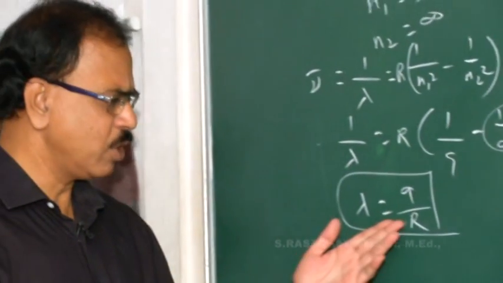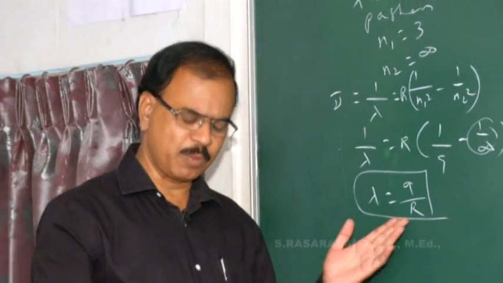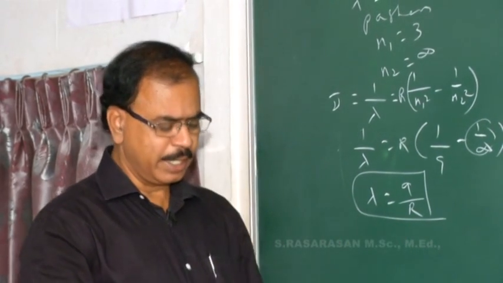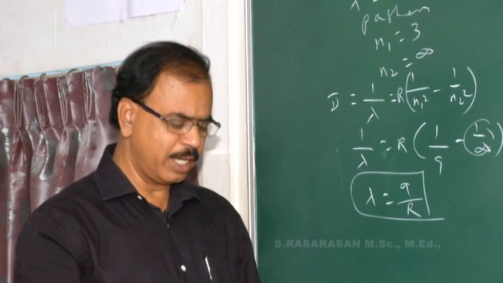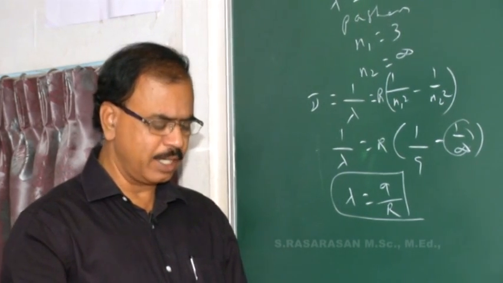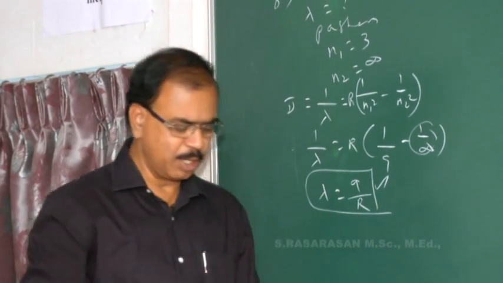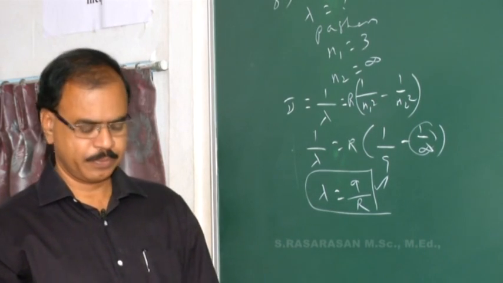Even R is 1.094 into 10 power, we can substitute and calculate. But here all the options are R by 9, 9 by R, 16 by R, 25 by R, and 9 by R is there. That is the option. Option B is correct.